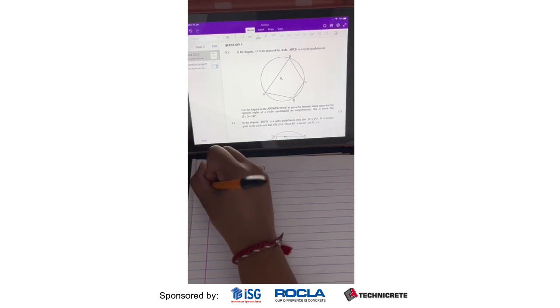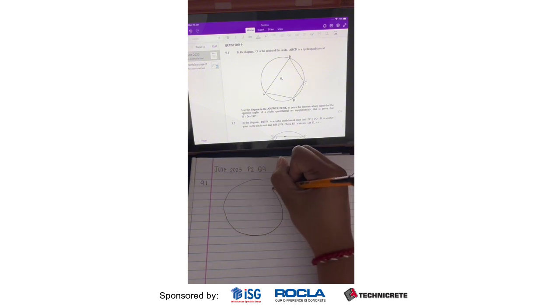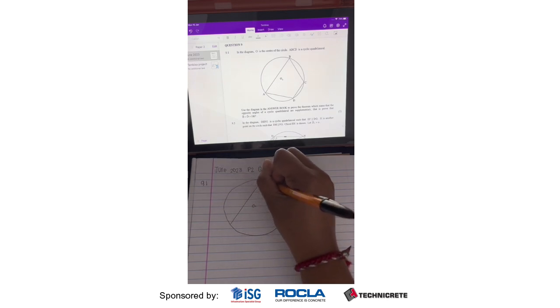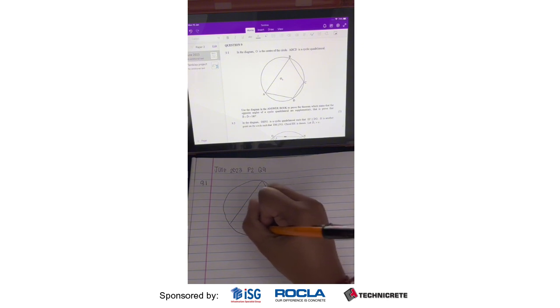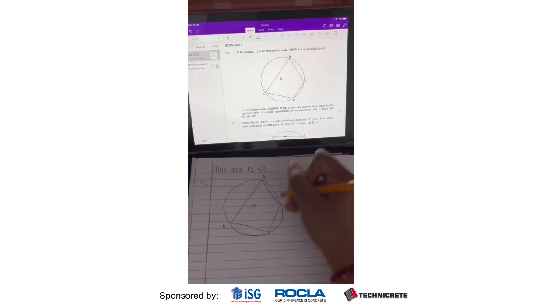So this is a proof question. So let's draw the circle first. O is our center of the circle. We've got A, B going to C, going to D, and we can connect to A. So A, B, C, D.